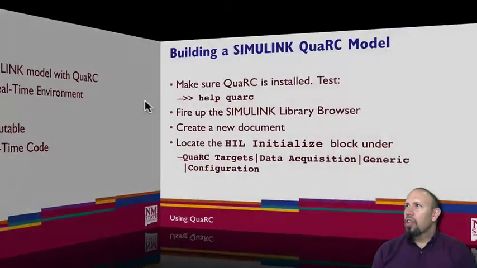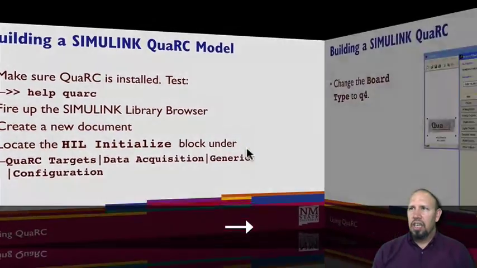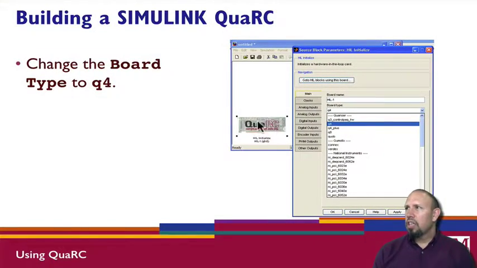All right. So first, you need to make sure that QuaRC is installed in your computer. You can do that by doing help QuaRC. You would then fire up the Simulink library browser to create a new document. And so you would then locate the HIL initialize block under the QuaRC targets, data acquisition, generic configuration. So again, I'll show you what this looks like, but you need to find this block. This block looks a little different in the recent version than it does in this version I'm going to show you. So this is where you would find it.